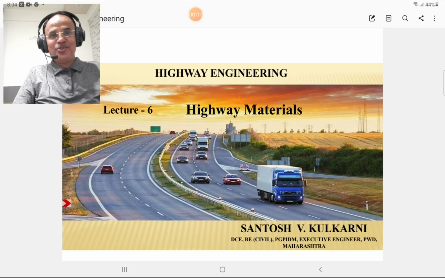Hi students, Santosh here. Today I am going to deliver my lecture number 6 on highway engineering, which consists of highway materials. This is a very important part of highway engineering, and every field engineer as well as engineers who are working in the offices must have knowledge of highway material.